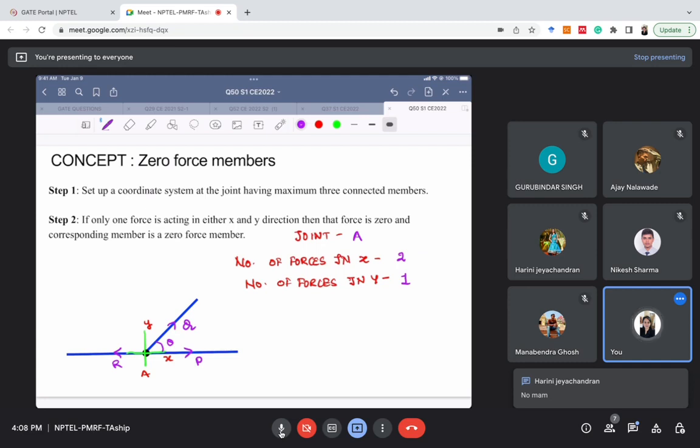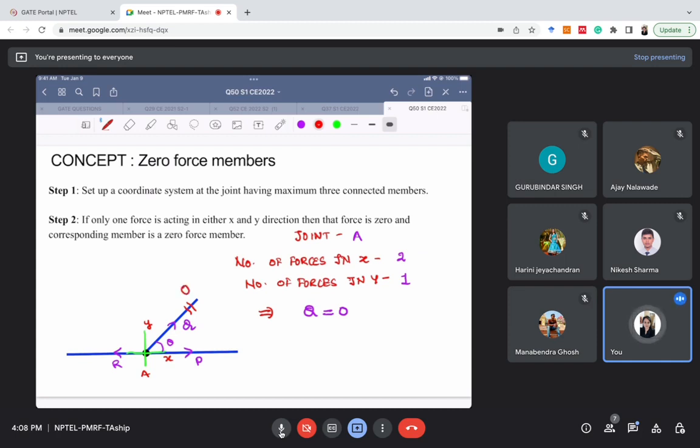Okay, then we can conclude that Q is 0, and hence this is a zero force member. I'll tell you why. How can we say Q is 0?